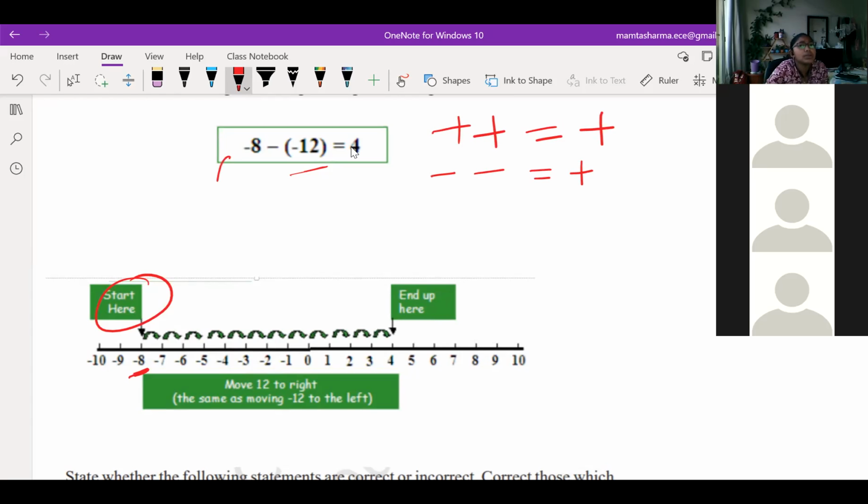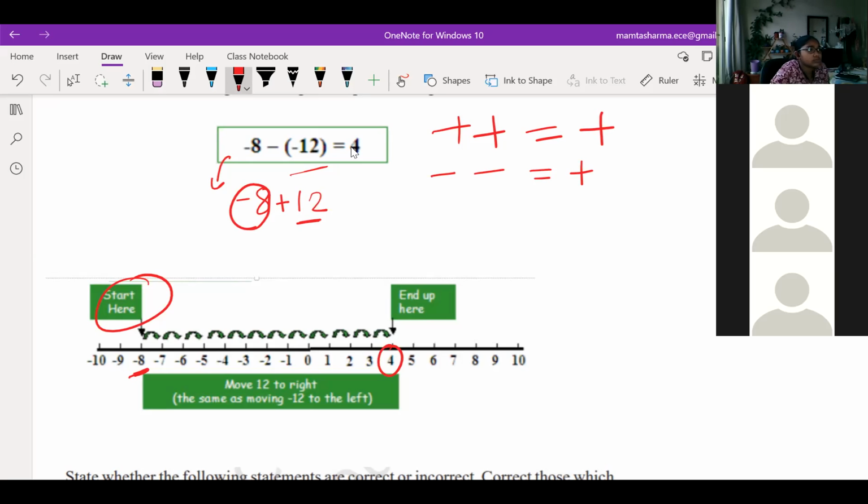If we add 2, 12 becomes a positive number, so we go to the right side. Have you understood? Yes, ma'am. Now we can solve it: this minus minus would become plus, so plus 12. Now it is simple. Start from minus 8, and since we are adding plus 12, we have to move in the positive direction. Move 12 steps further in the positive direction from minus 8. You will reach plus 4. Okay.